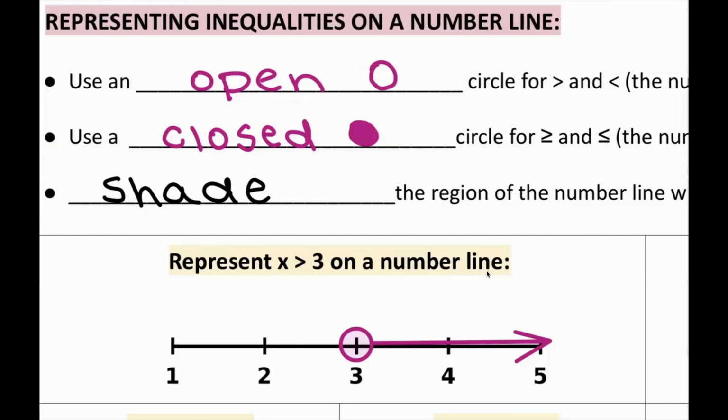Now, the reason why we represent things like this on the number line is if we're thinking about x, if I plugged in 3 for x, 3 is not greater than 3. That's why it's an open circle, because 3 is not included as a solution for x. The reason why we shade in this direction is because all of the numbers greater than 3 are included. Let's take a look at our next one.